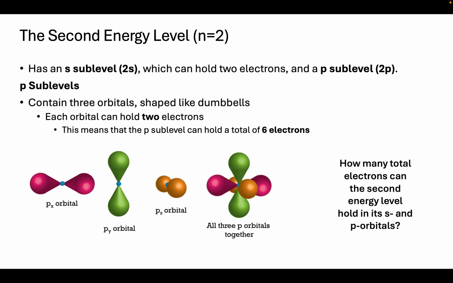P sublevels contain 3 orbitals, and they have a different shape. You can see down below, they are shaped like dumbbells. Each of those orbitals can hold 2 electrons. So when you put that all together for the P sublevel, that means the P sublevel can hold 6. So putting everything we've just learned together, if the S sublevel can hold 2 and the P sublevel can hold 6, what's the maximum number of electrons that can inhabit the second energy level? That would be 8, yes.